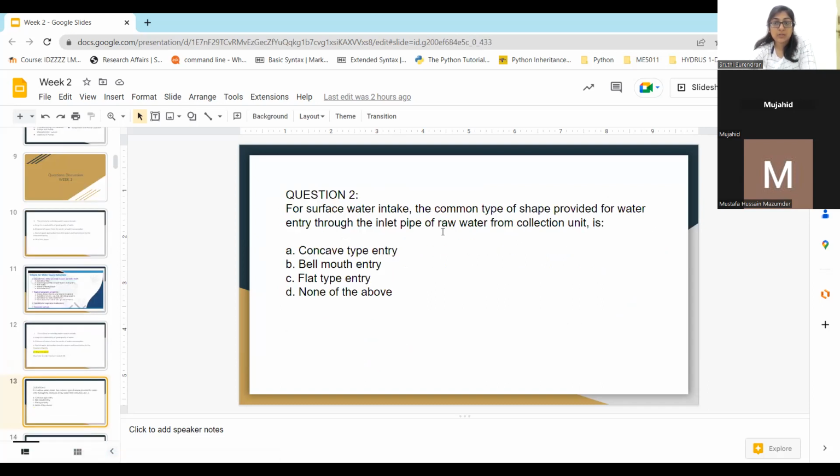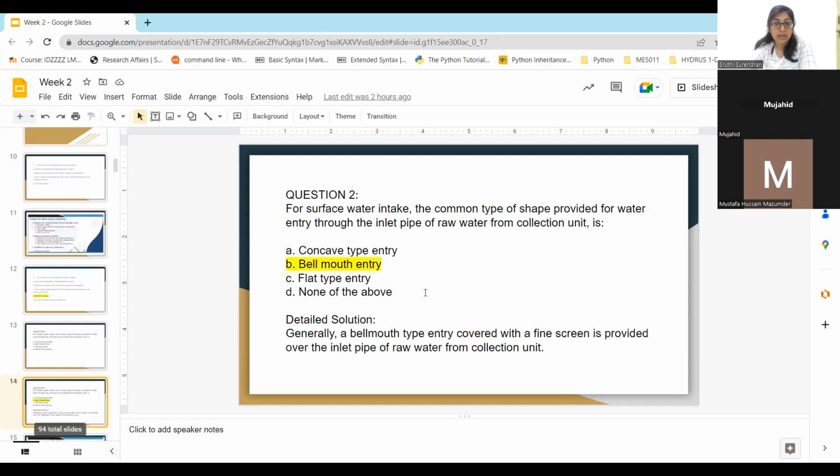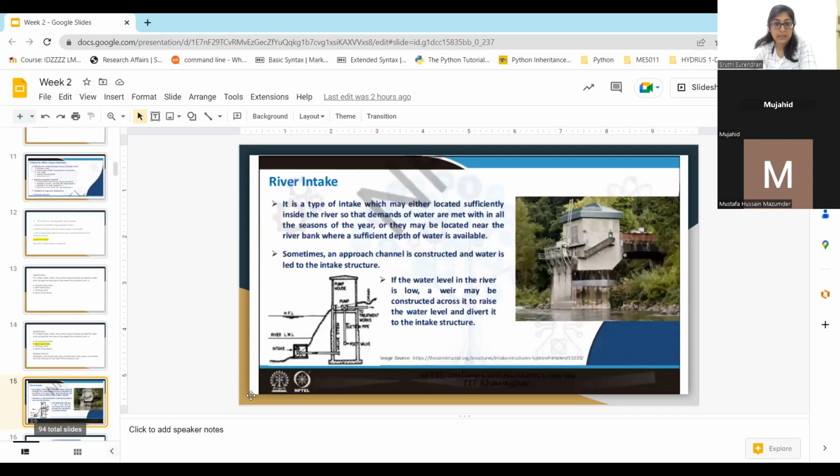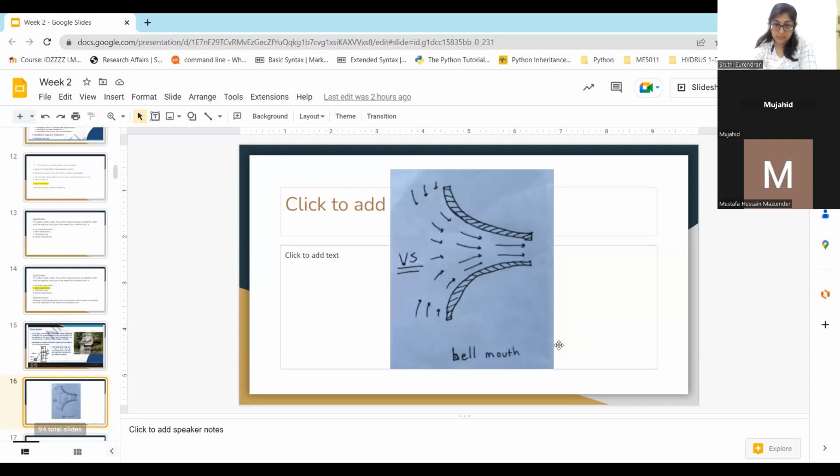In question 2, what is the common type of shape provided for water entry in intake structures? The answer for this is bell mouth entry. Bell mouth entry in river intake structures, you can see here, this will be the kind of inlet that is provided.